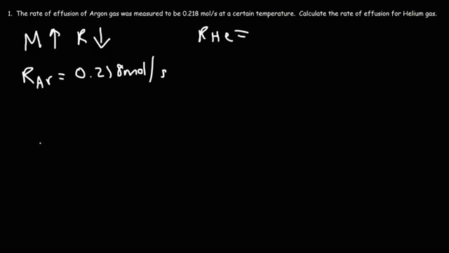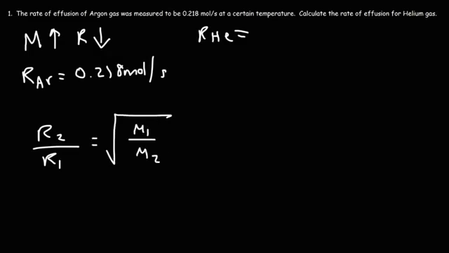Now the formula for the rate of diffusion is this equation: R2 over R1 is equal to the square root of M1 over M2. So notice the inverse relationship, how the subscript of 2 is on top on the left, but it's on the bottom on the right. That's important when plugging in your numbers. You need to take that into account.